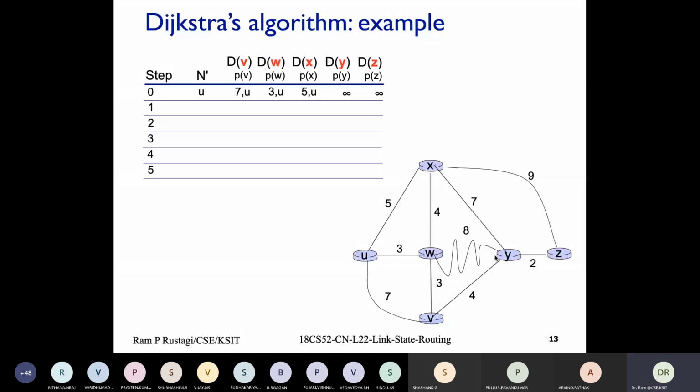Because from u to y there is no edge, and from u to z there is no edge, I'll keep the distance at infinity for those two nodes. And this is my initialization. Having done this initialization, look at all the nodes which are not in N prime. My N prime is u, what I started from. All the other nodes are outside it. Find that node v for which this Dv is minimum. So which is the node which has the minimum value among all of them so far?